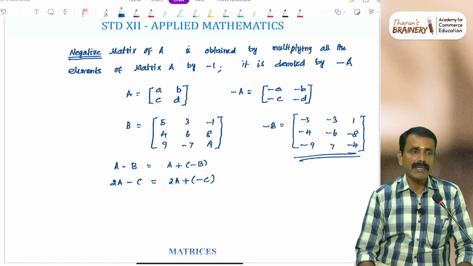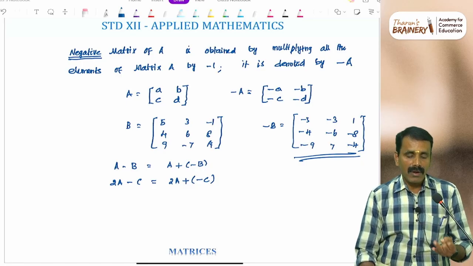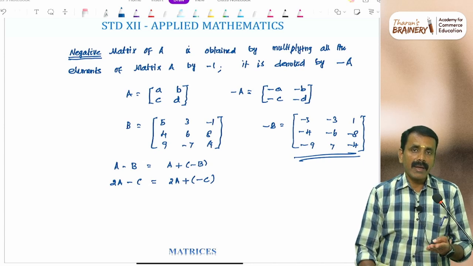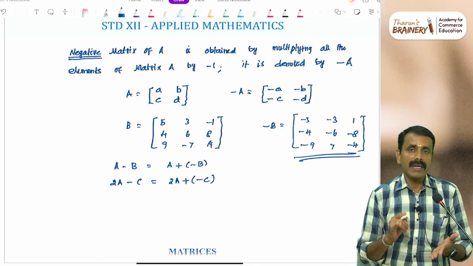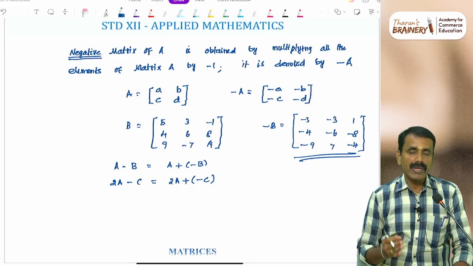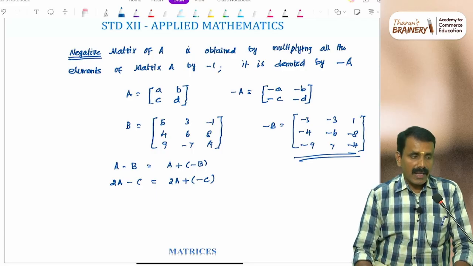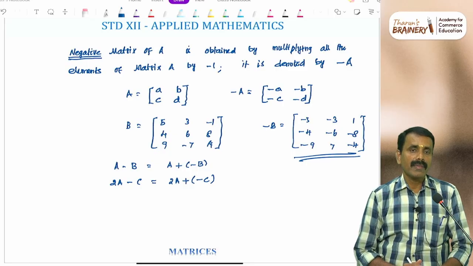What are the different types of matrices we have seen? First one, row matrix, then column matrix, then square matrix. After square matrix, diagonal matrix, scalar matrix, unit matrix or identity matrix, then upper triangular matrix, lower triangular matrix, null matrix and negative matrix. Is it clear? And one special case is there, rectangular matrix.